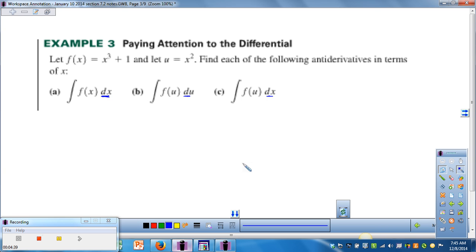Okay, so in this one, it says let f of x equal x cubed plus 1 and let u equal x squared. Find each of the following antiderivatives in terms of x. So our answer in the end will have x's in it. Final answer will have x's in it. That's what that means.